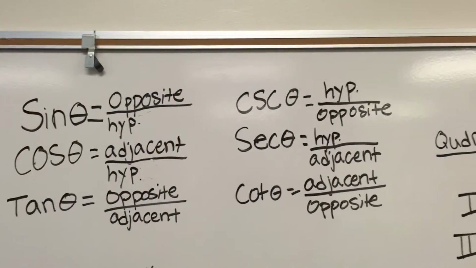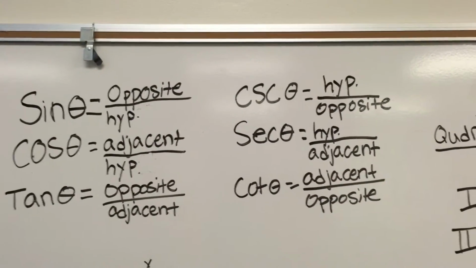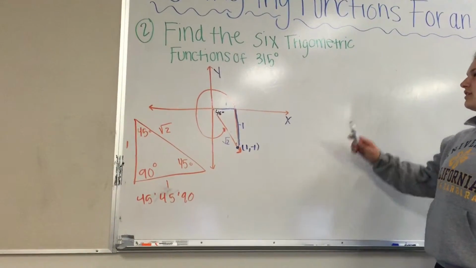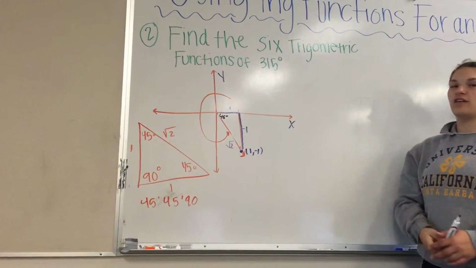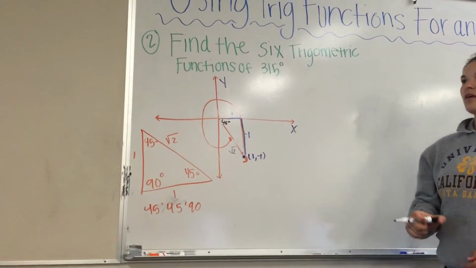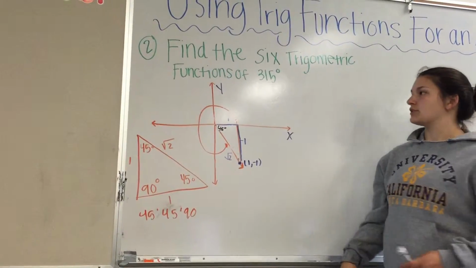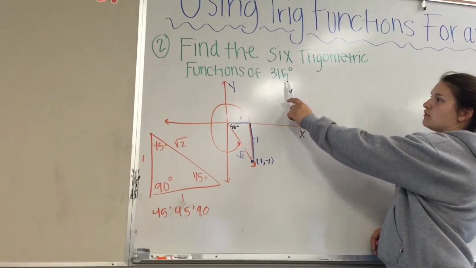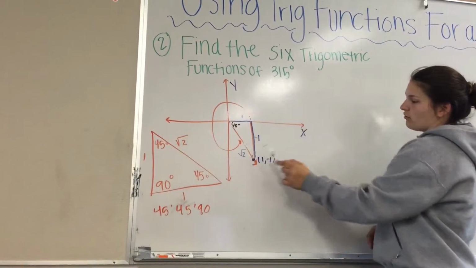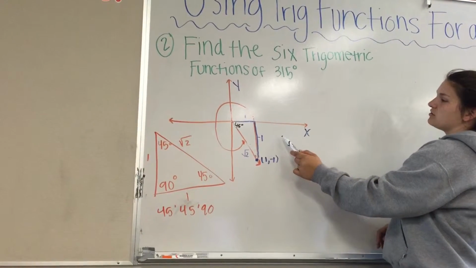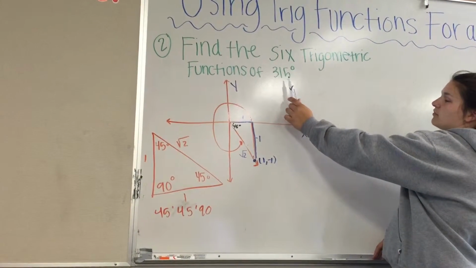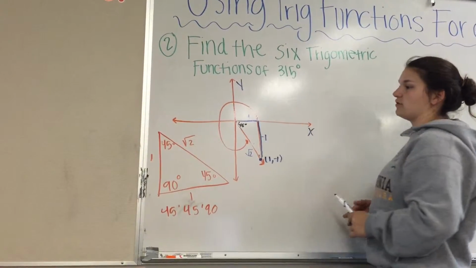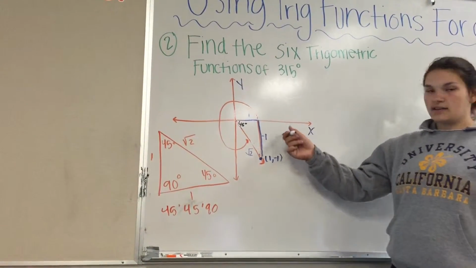Here is some helpful information for the next problem. Okay, next we're going to learn how to find the 6 trig functions of 315 degrees. Just like the last lesson, to find the reference angle, you would take 315 degrees, and since it's in the fourth quadrant, you would subtract 315 from 360 to get 45 degrees. That is your reference angle.